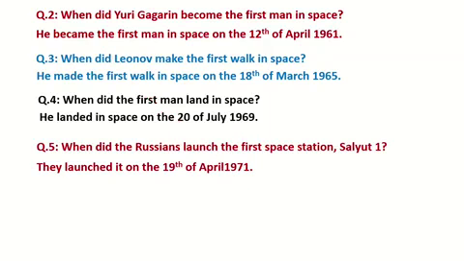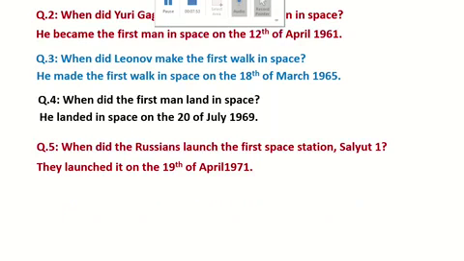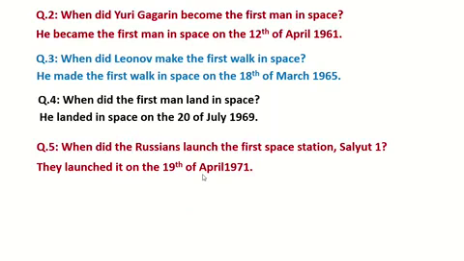Question number 5. When did the Russians launch the first space station, Salyut 1? The answer, they launched it on the 19th of April 1971. Did launch in the question, launched in the answer.